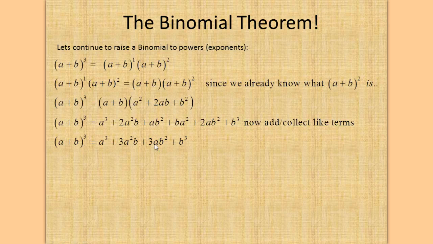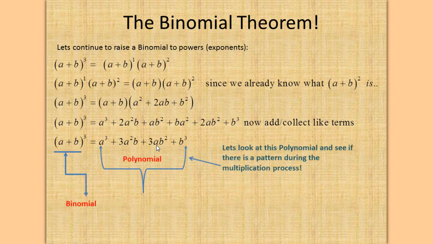Now we add our like terms. So we have 2a squared b, and we had ba squared. Well, ba squared is just a squared b, and so that makes 3a squared b. And then we have a times b squared plus 2ab squared. Well, 2ab squared plus ab squared is 3ab squared. And then we have our last term, which is b cubed on the end. So now we have our polynomial, and here's our polynomial, and here's our binomial inside of here.